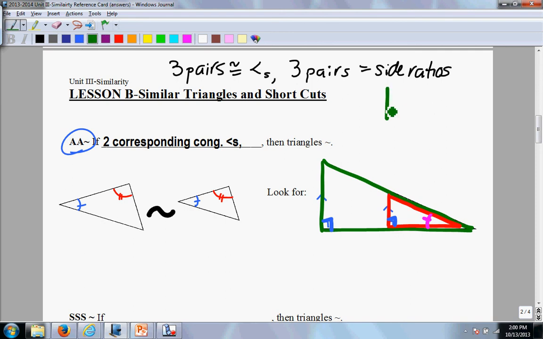So if I pull them apart, it looks like this. There's our larger and our smaller. They have right angles, and then they both share that, I call it the toe angle. That makes these triangles similar. Same shape, different size. Take a moment and write that down.